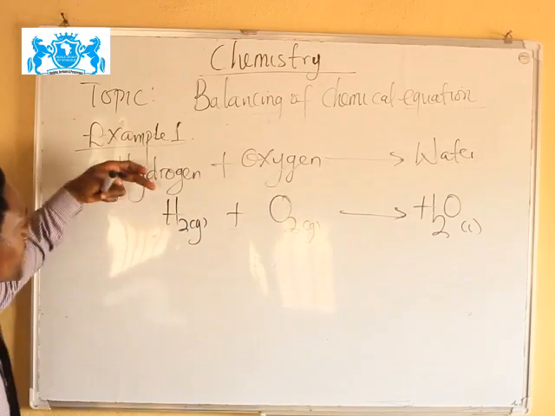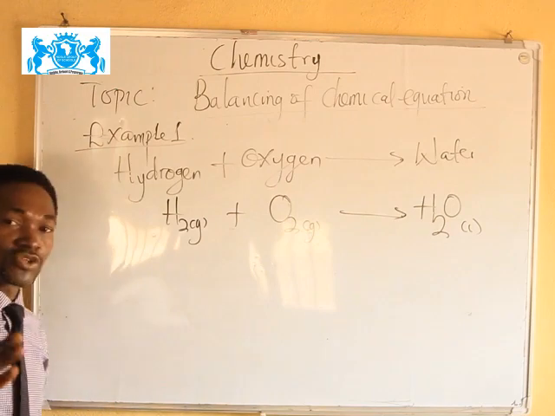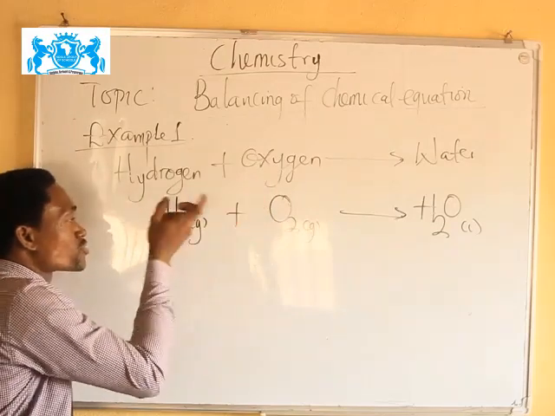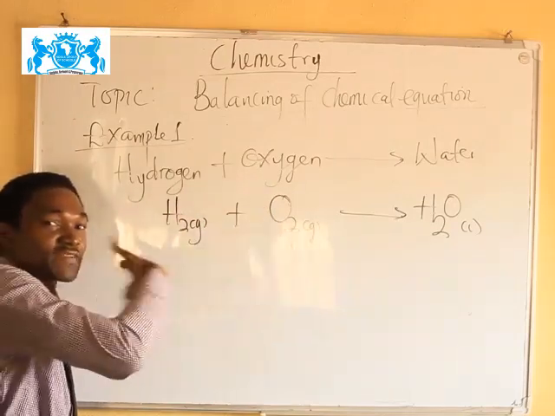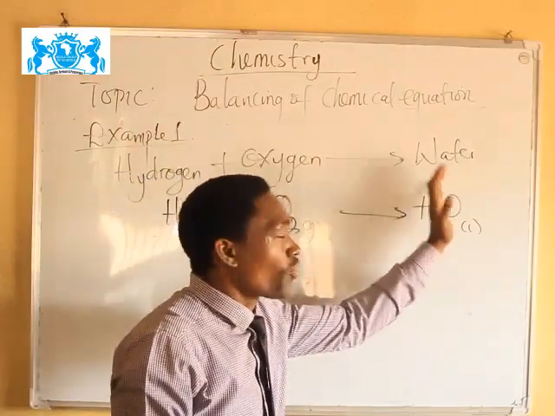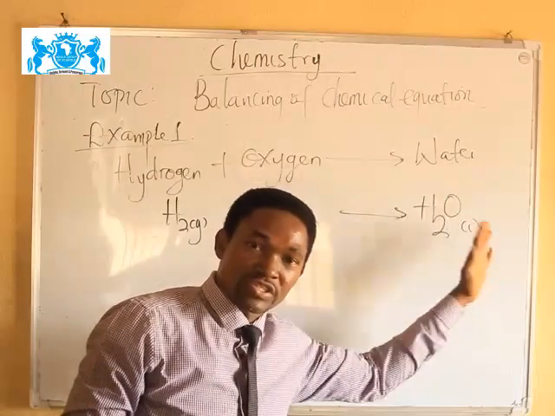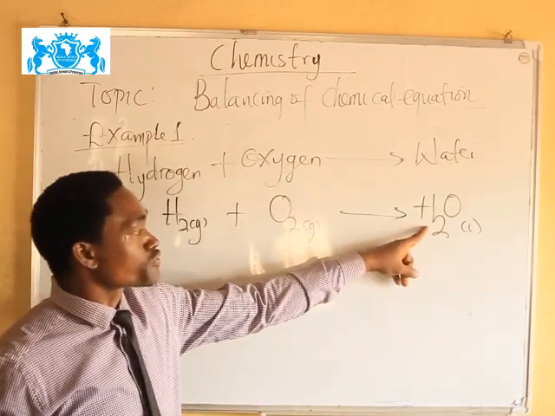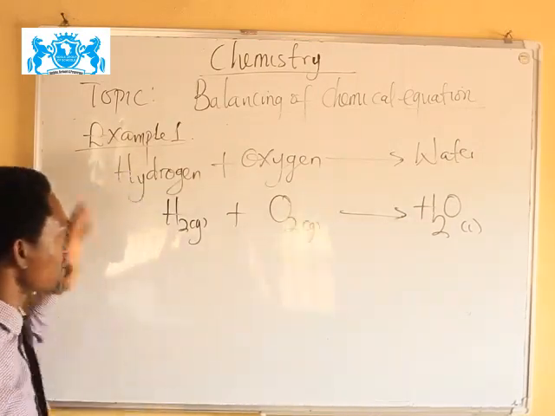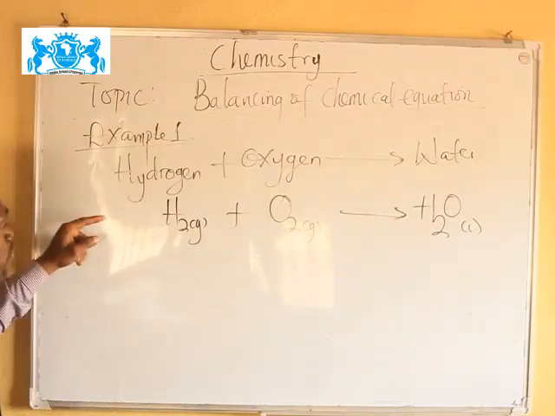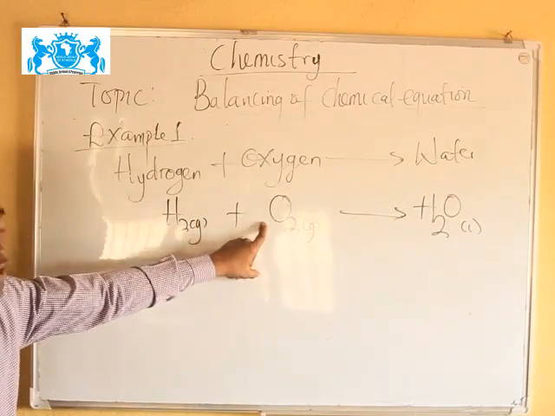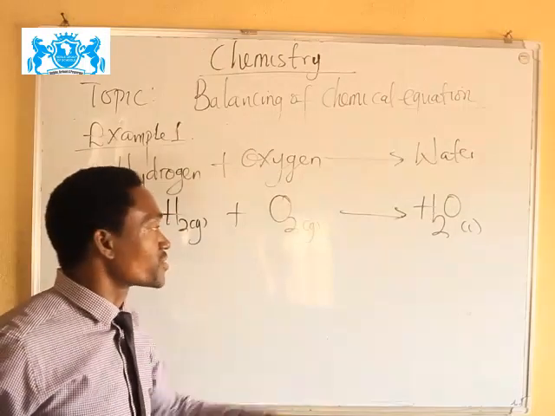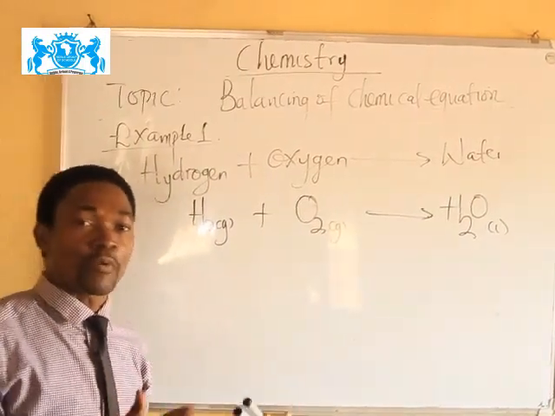Now, remember, according to the law of conservation of matter, the total number of atoms of each of the elements on the reactant side, that is the left hand side, must balance with what we have on the right hand side, which is the product side. We have two hydrogen on the reactant side, and two hydrogen on the product side, which means the hydrogen is initially balanced. Then we look at the oxygen. We have two oxygen on the reactant side, and just one oxygen atom on the product side.